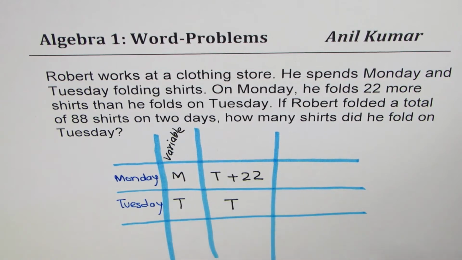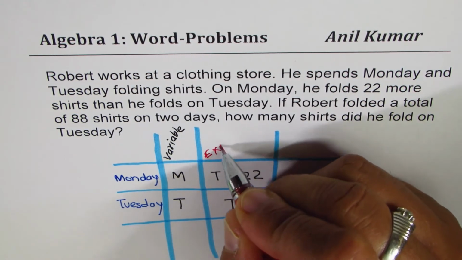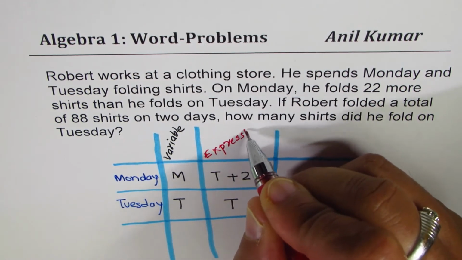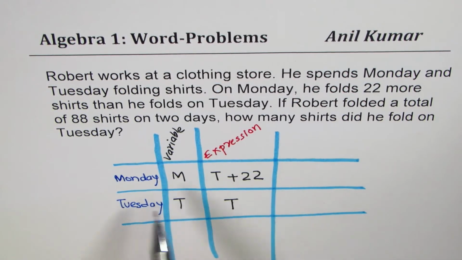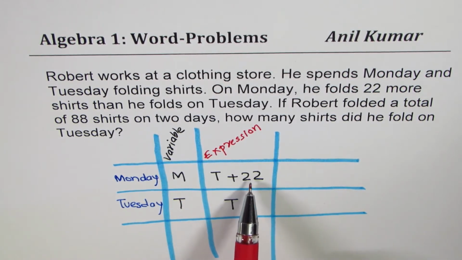So like this, what we get, we call this an expression, right? We call this an expression. So on Monday, we have written not M now. Instead of M shirts, we are adding T plus 22. That really means 22 more than what was done on Tuesday. I hope that is absolutely clear, right?